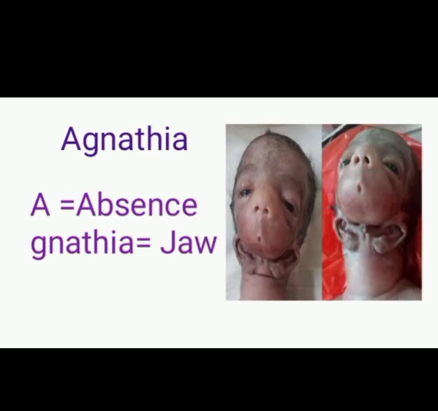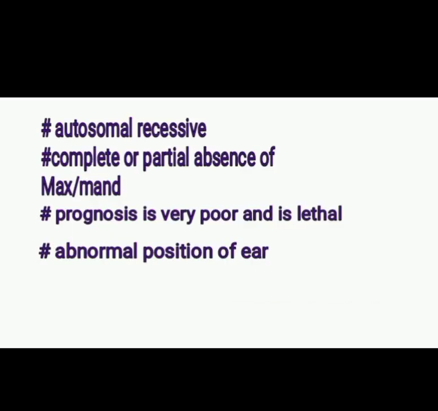First is agnathia. A means absence, gnathia is something related to jaw. Here you can see abnormal positioning of ear. It is an autosomal recessive, complete or partial absence of maxilla or mandible. Prognosis is very poor and is lethal. There is abnormal position of ear.